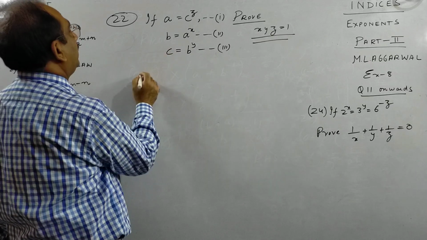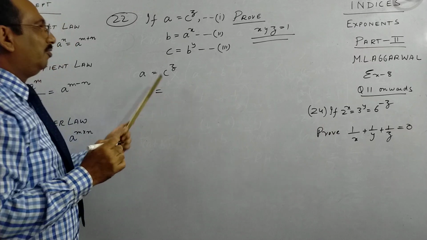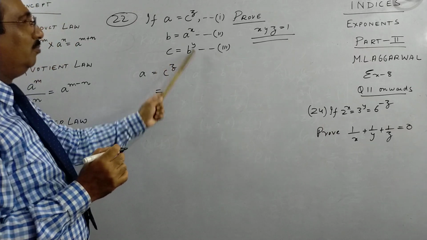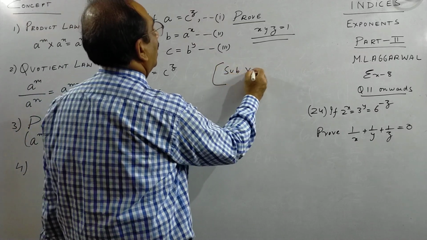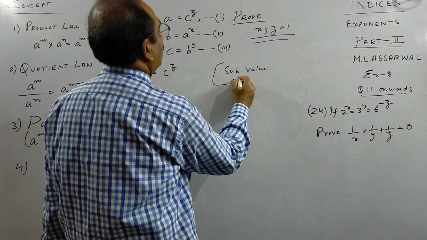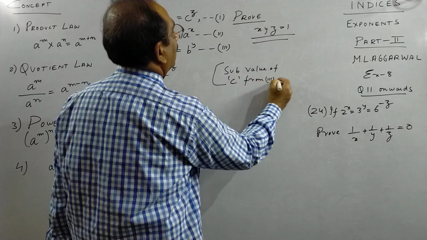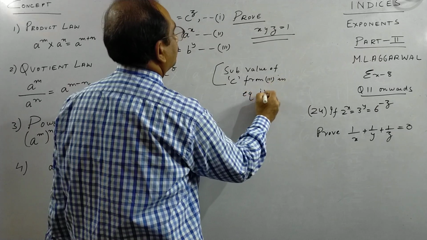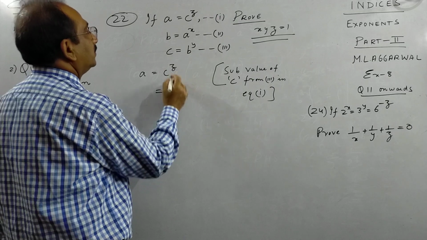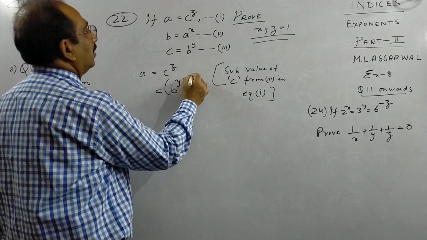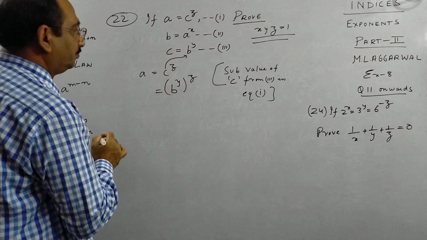What we do, we take the first one, and in the first we substitute the value of c from 3 in 1. So we substitute the value of c from 3 in equation 1. See what happens. C is by, c is by. So simply I have substituted in place of c by.